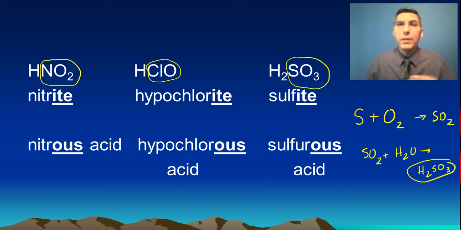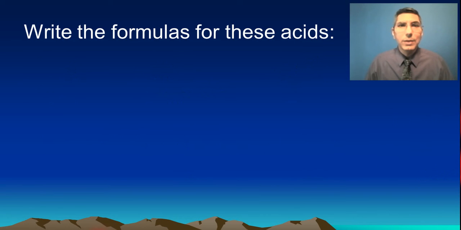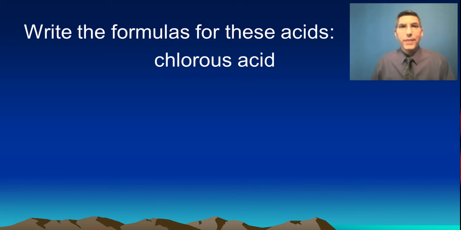Well, let's see if we can go in the opposite direction. Let's see if we can take a name of an acid and write a formula, because that's a pretty important skill to be able to do as well in general chemistry. So let's take this one, chlorous acid. Well, we know that since it's an acid, it has to have a hydrogen on the front of it, doesn't it? And hydrogen has a charge of +1.